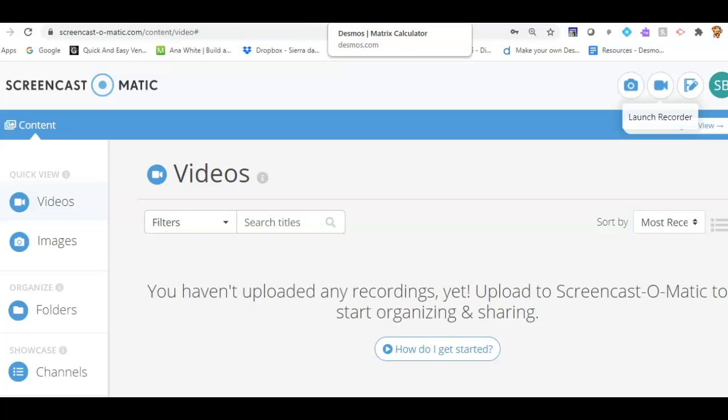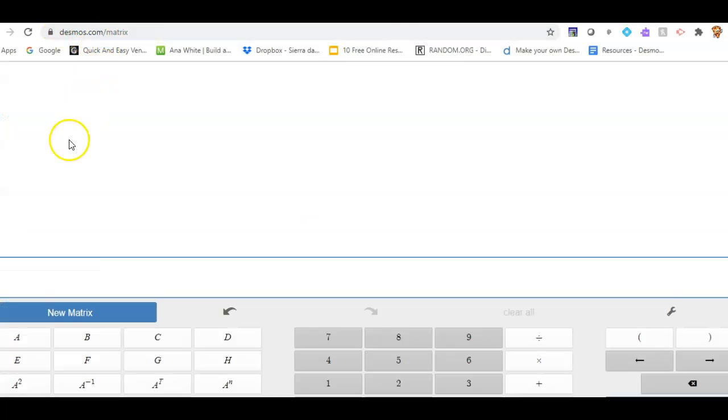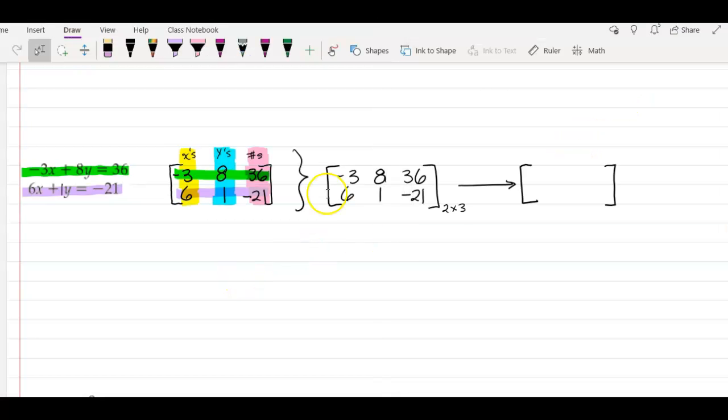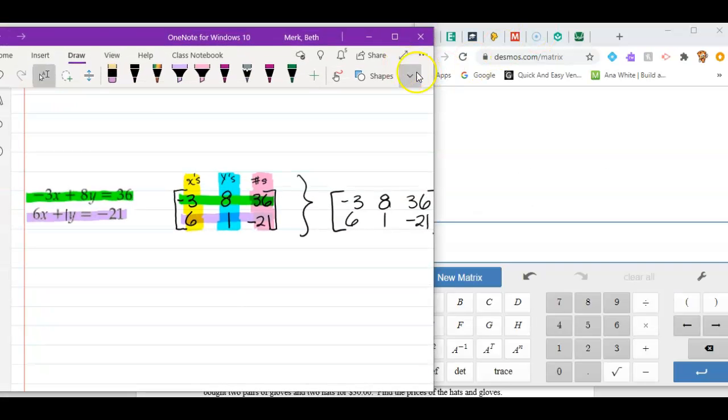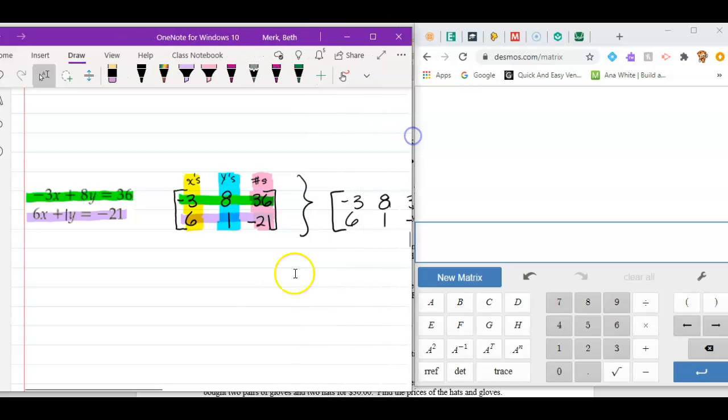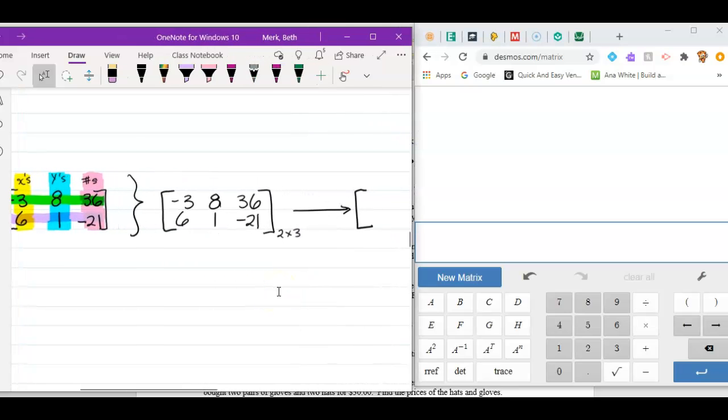So I'm going to Desmos. Notice I didn't go to Desmos.com/graphing. Now I went to Desmos.com/matrix. That's very important. We want to go to the matrix. I also want to be able to see my other screen right now. Okay, I want to see them both at the same time. Here we go. That looks pretty good.